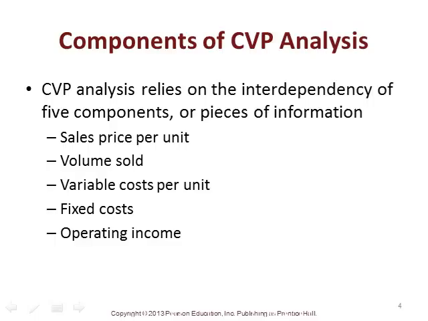So cost, volume, profit analysis really expresses a relationship among cost, volume, and profit, of course. And it relies on the interdependency of 5 components or pieces of information. And these are the sales price per unit. And here we assume that there's no volume discount. So we assume that our sales price is constant over the relevant range. We talk about the volume sold, the variable cost per unit, the fixed cost, and then our operating income. And once we have some of these components, we can solve for others. But these are the key components to CVP analysis.